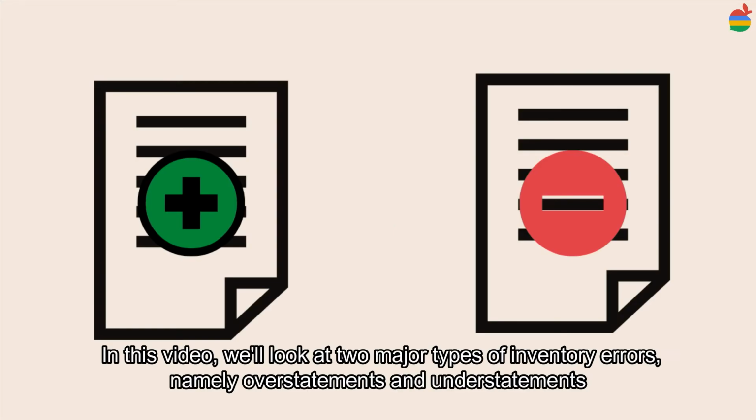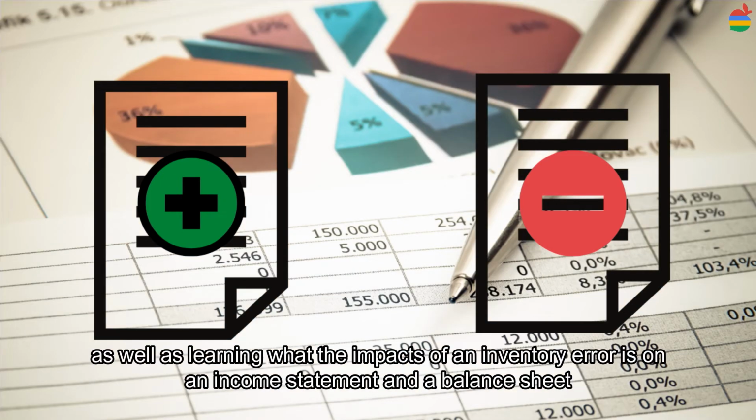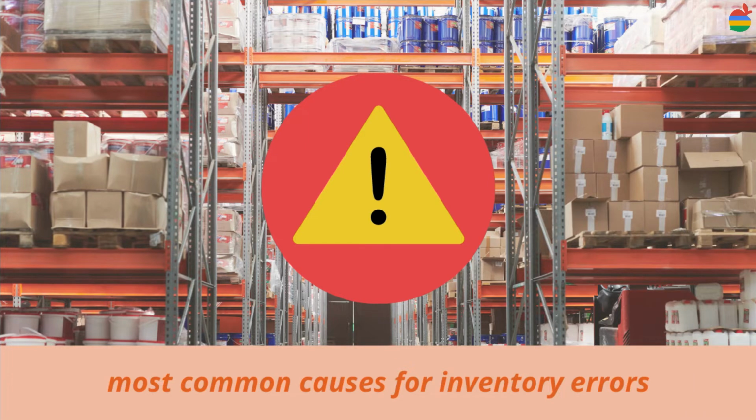In this video, we'll look at two major types of inventory errors, which are overstatements and understatements, as well as learning the impacts of an inventory error on an income statement and a balance sheet. Before we go any further, let's take a look at some of the most common causes of inventory errors.